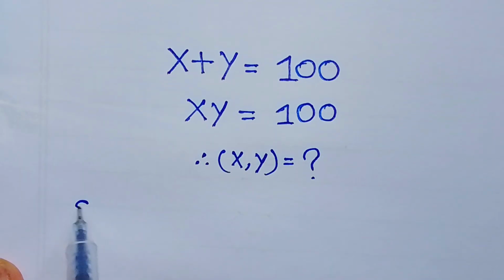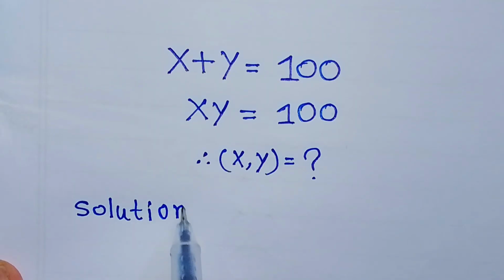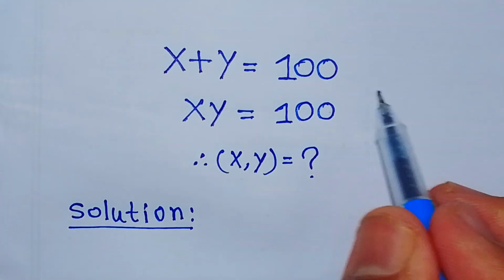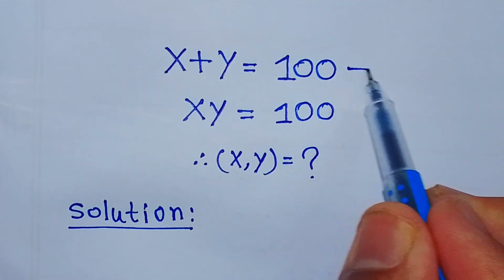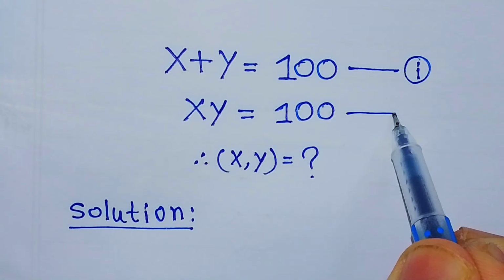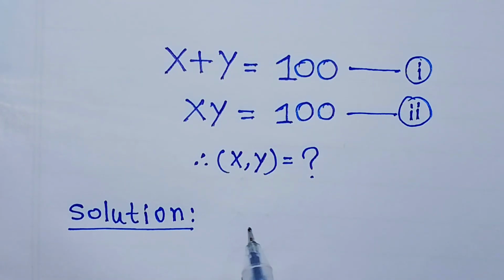Today we'll solve this Math Olympiad simultaneous algebraic exponential equation. You know, x plus y equals 100, xy equals 100. Then what's the value of x and y?